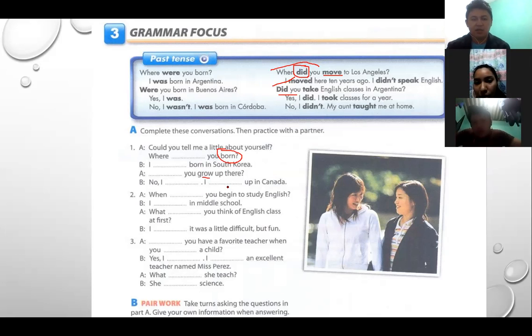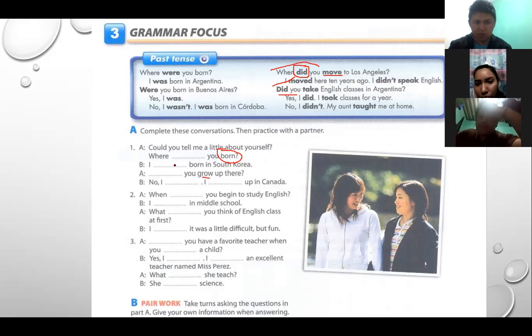Let me give you a demonstration over here. Okay. So right now, Edwin, you're going to be A and I'll be B. Go ahead, please, Edwin. Could you tell me a little about yourself? Where were you born? I was born in South Korea. Did you grow up there? No, I didn't. I grew up in Canada.